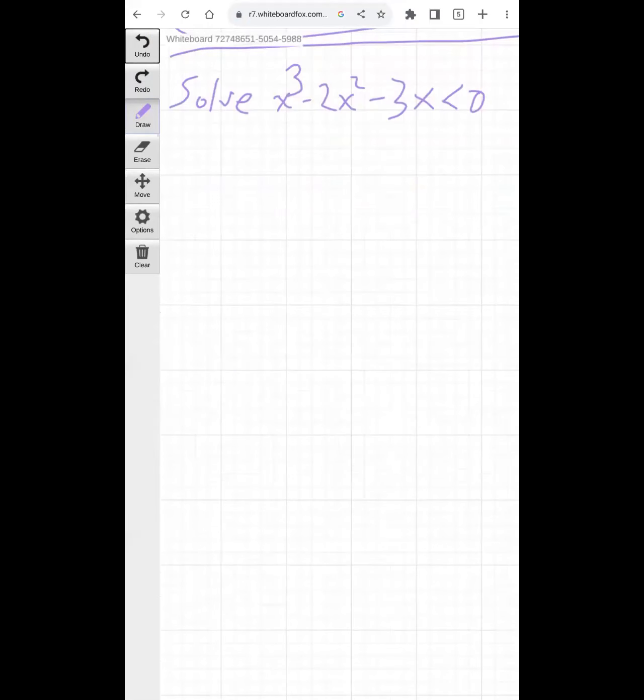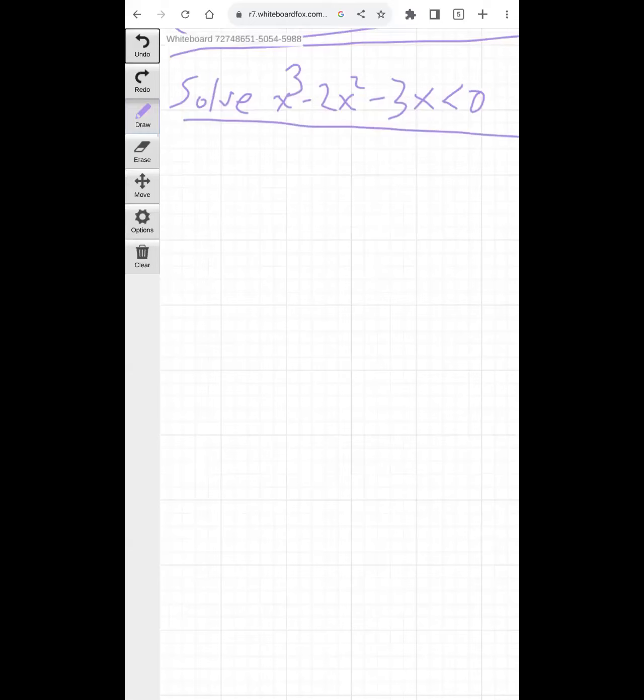In this video, I'm going to show you how to solve a polynomial inequality. Suppose you're given this problem: solve x cubed minus 2x squared minus 3x is less than 0. Solving this polynomial inequality means finding the values of x that make the inequality true. To help us solve it, we're going to use a sign graph.